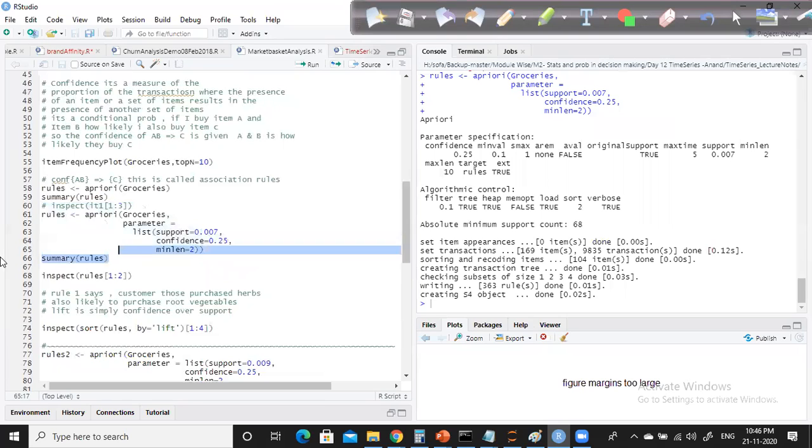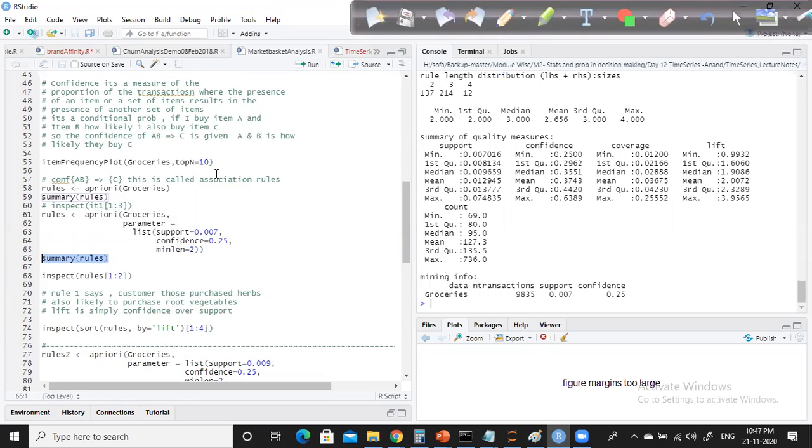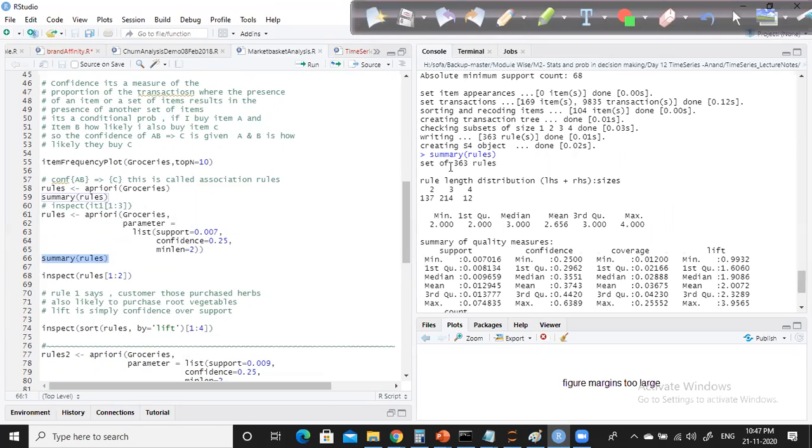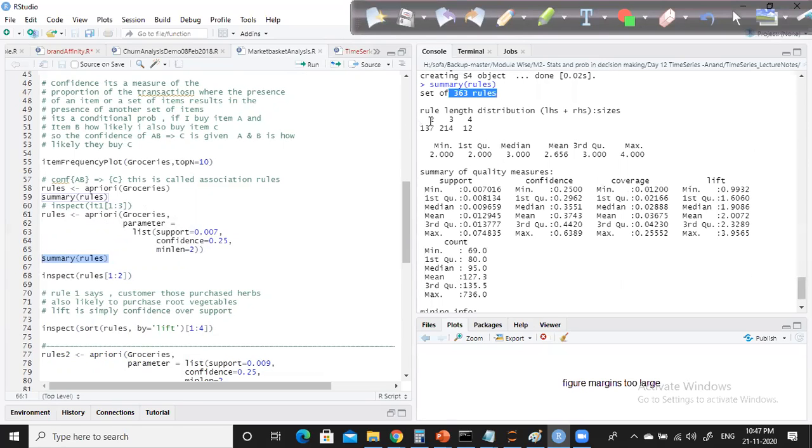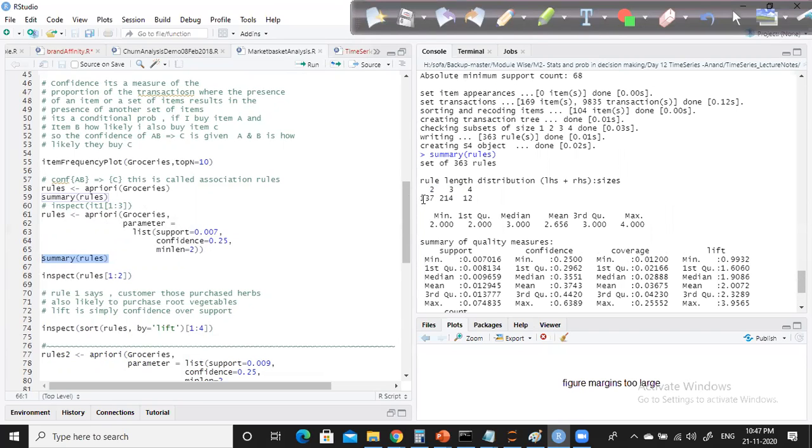Next I'm going to use something called summary of rules. Summary tells me this. So 1363 rules are there, and this tells me that for 137 rules, two items were purchased together. For 214 rules, three items were purchased together. For 12, four items were purchased together. So rarely do they purchase more items together. But here, with three items, we could see 214 rules where three items were purchased together.